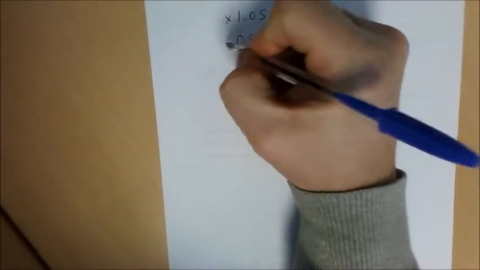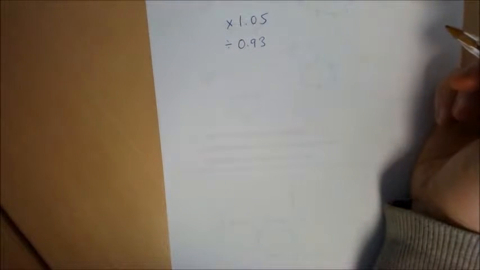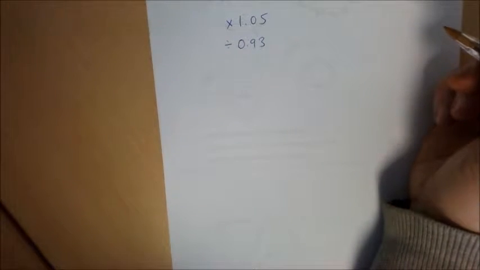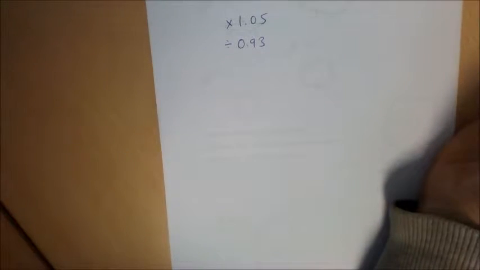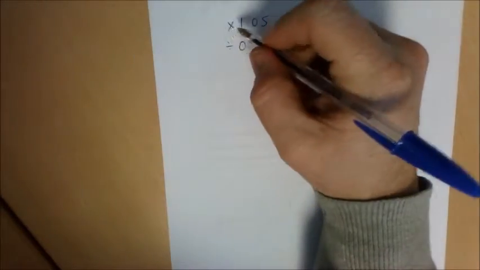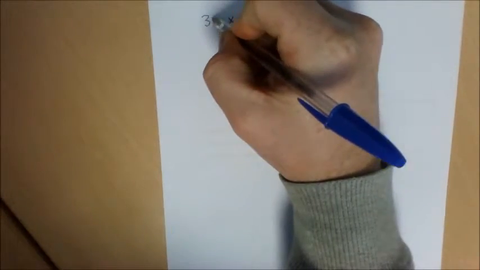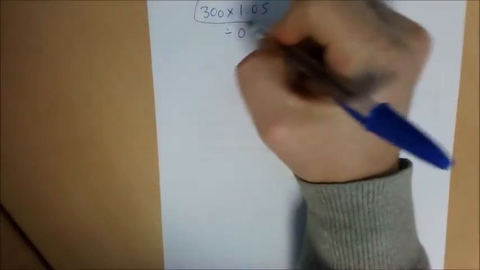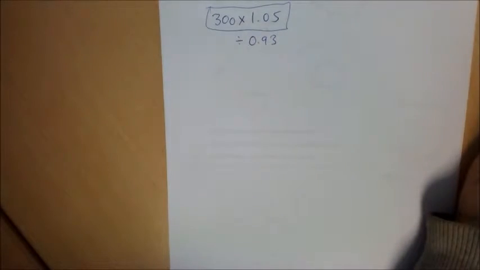But what do you do with it? Well, the answer is you either times by it or divide by it, depending on whether you want a bigger answer or a smaller answer. If something is increasing and you're asked about what it will be next or in the future, then you need to times by it. So what I've done here would be what would happen if you had £300 and it increased by 5%.